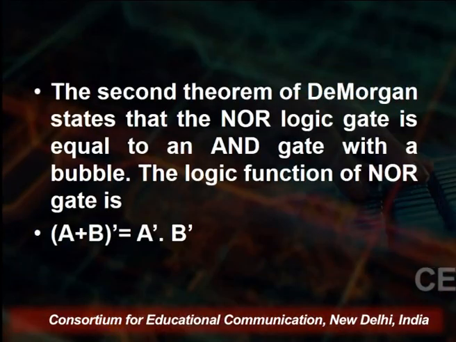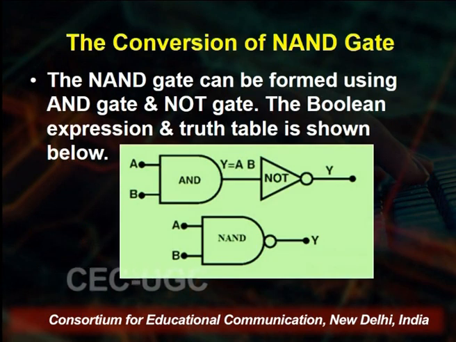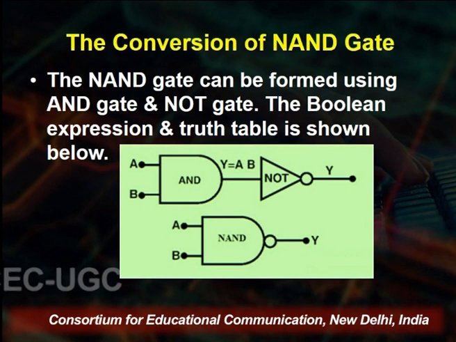The logic function of the NOR is similarly here, (A + B)' is equal to A' · B'. This is a Boolean expression. Now you see how we convert the NAND gate. This is a conversion of the NAND gate. The NAND gate can be formed using the AND gate and the NOT gate. Then it is a NAND gate.